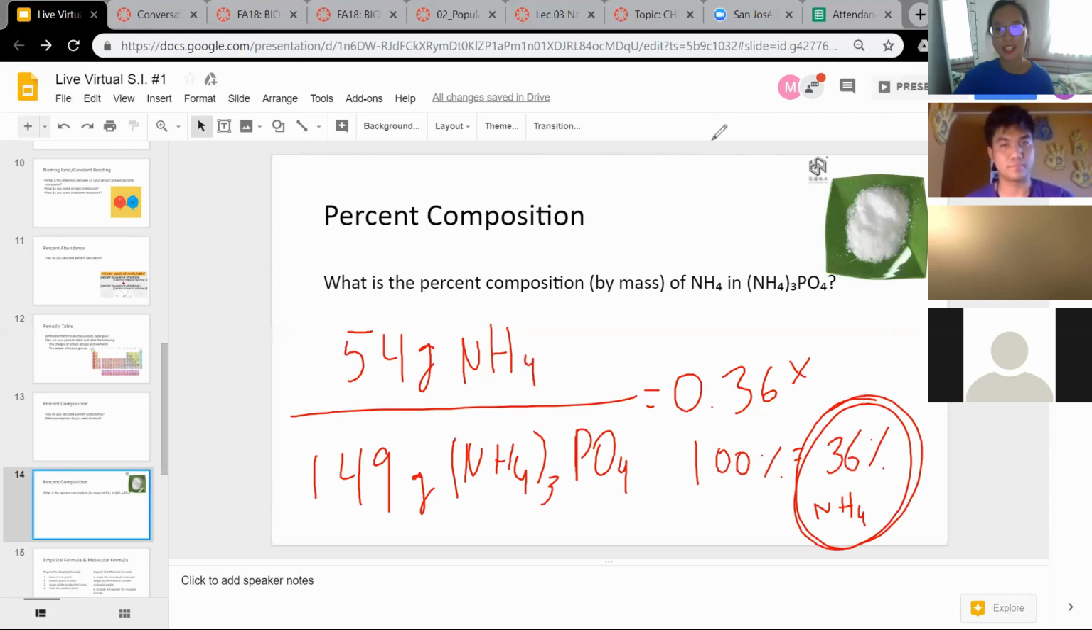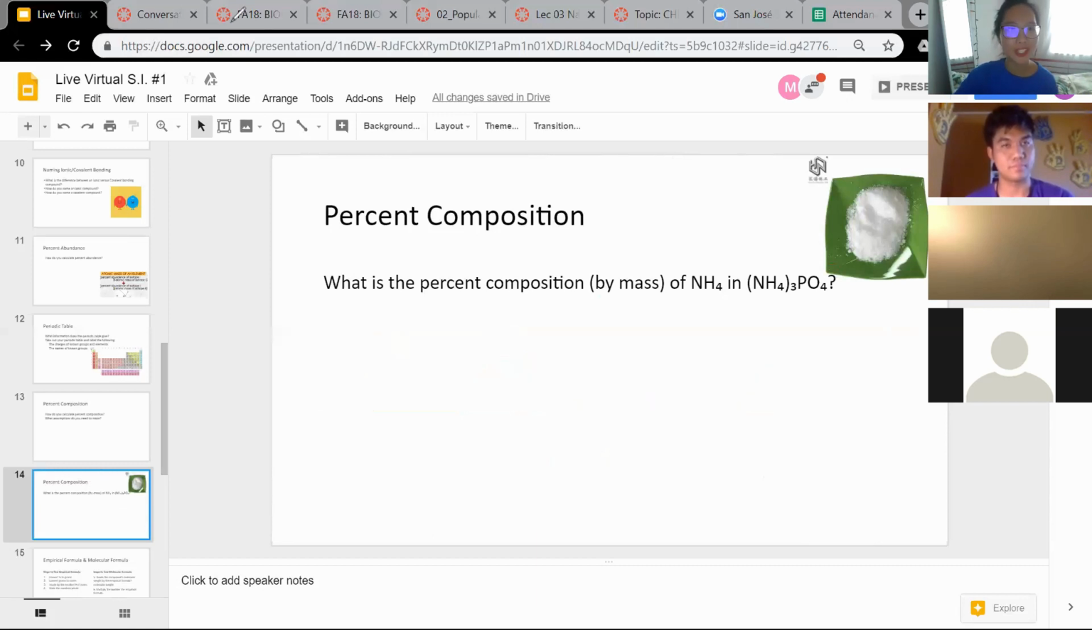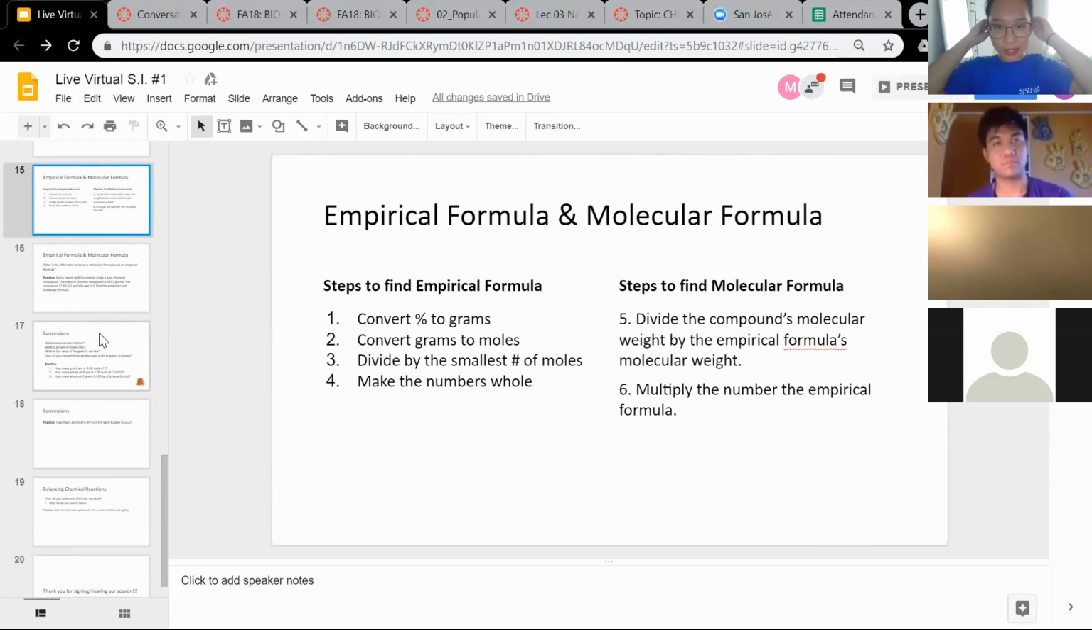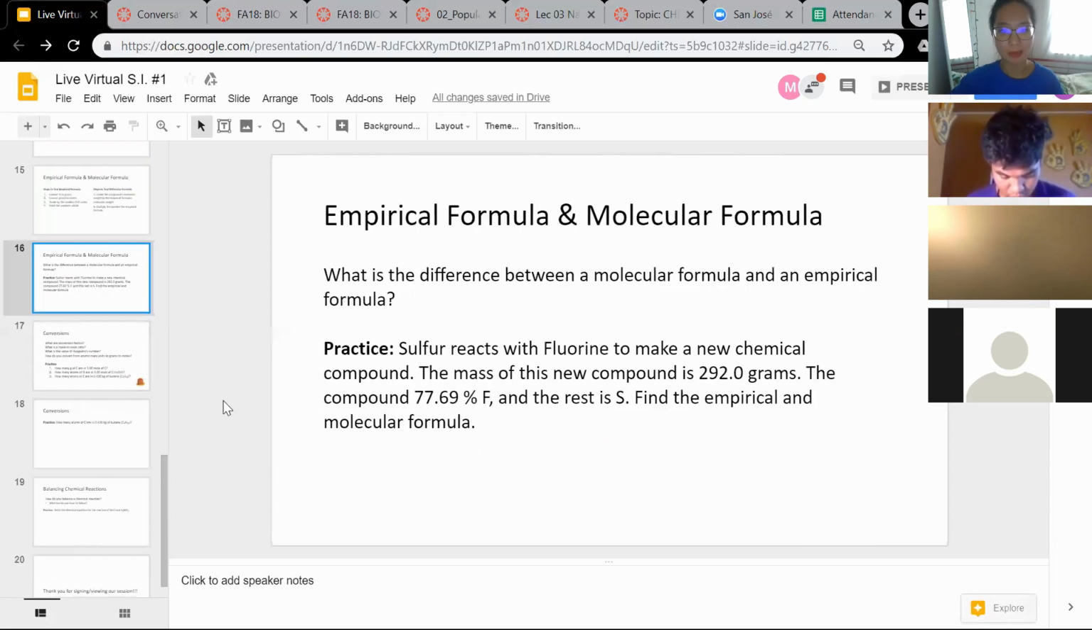Okay. Alrighty. Let's go ahead and move on. Hopefully, you guys got something similar to that. Next, we're gonna talk about empirical formula and molecular formula. So here are all the steps listed out to find empirical and molecular formula. I highly recommend that you memorize these steps. I mean, not word for word, but make sure that you know the process to do this. Because if you mess up on one portion, your whole answer is going to be wrong. Okay? So let's try an example problem.